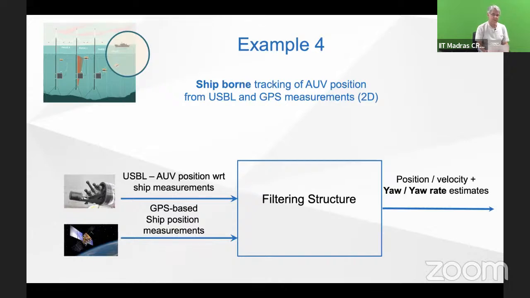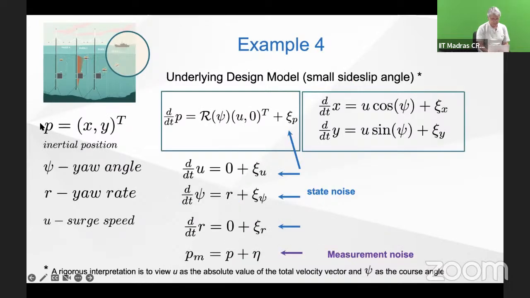Now, suppose you want to be more sophisticated. So you are looking at the target that is underwater, and you want not only to estimate the position and the velocity, but also the yaw and yaw rate. This becomes a little bit more complicated, because now you have the derivative of position, okay?